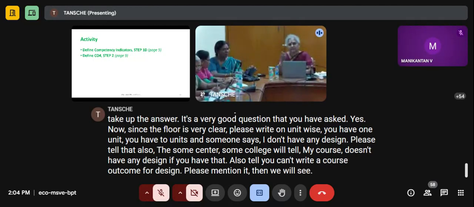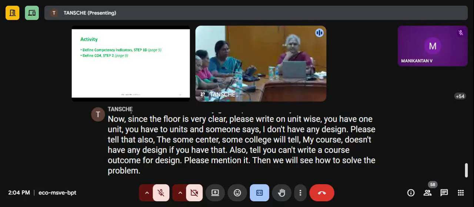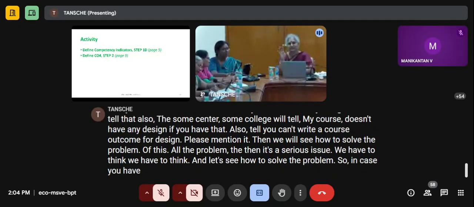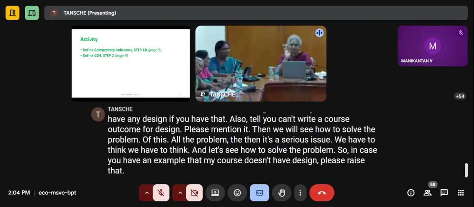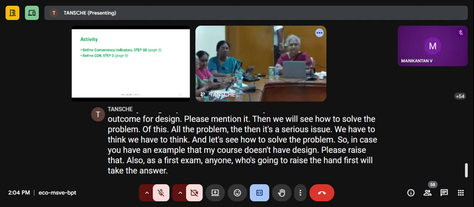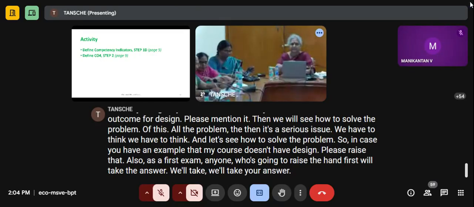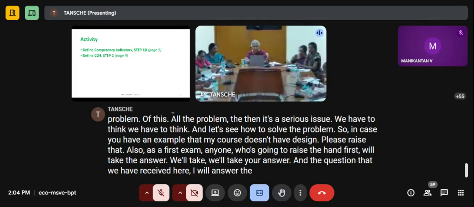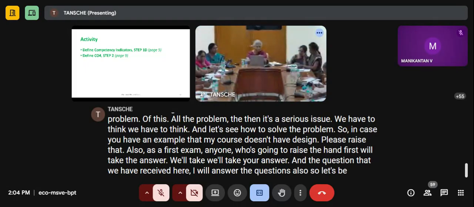How to solve the problem? Then it's a serious issue. We have to think, and let's see how to solve the problem. So in case you have an example that my course doesn't have design, please raise that also. As a first example, anyone who raises the hand first, we'll take your answer, and the questions that we have received here, we'll answer also. So let's be fast.